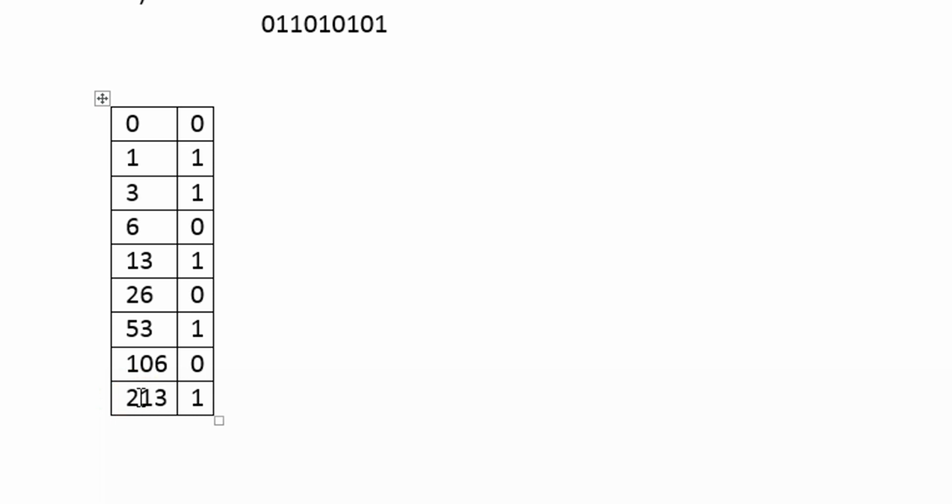How many times does 2 go into 213? 106 times with a remainder of 1. So we write the remainder on the right side. Then we ask the next one, how many times does 2 go into 106? 53 times with a remainder of 0. How many times does 2 go into 53? 26 times with a remainder of 1. How many times does 2 go into 26? 13 times with a remainder of 0.